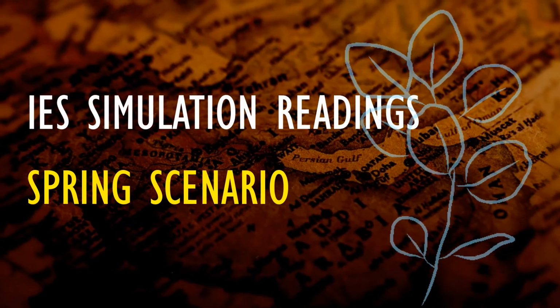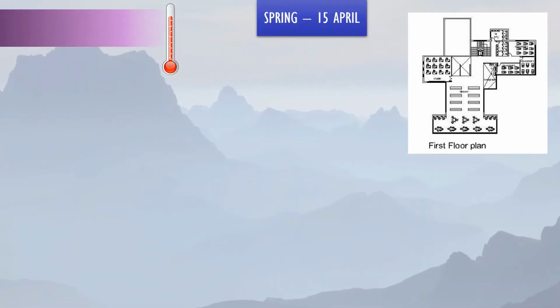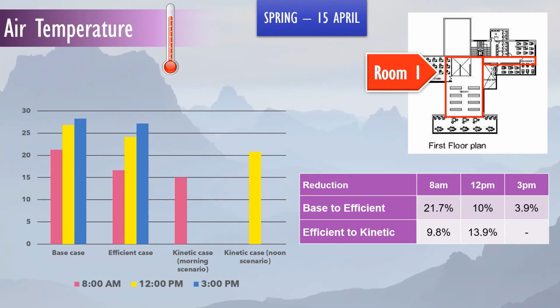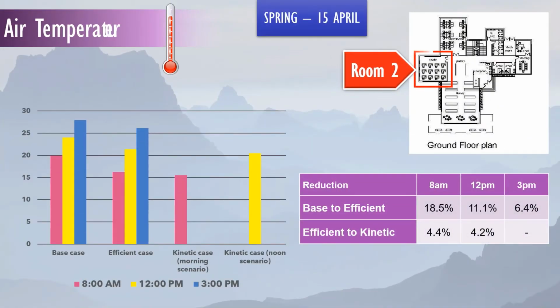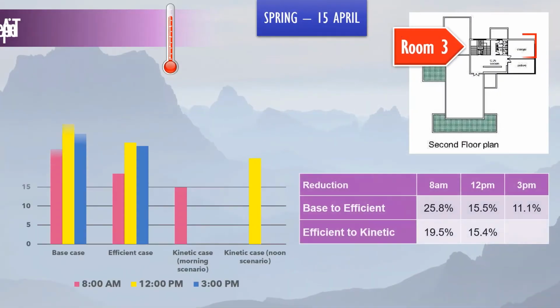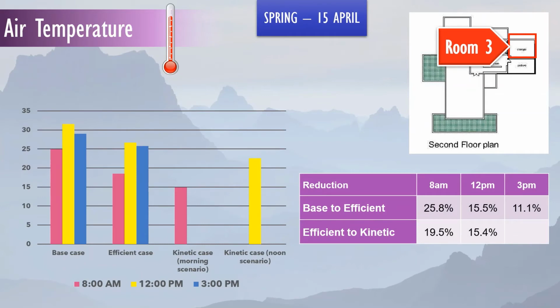Spring scenario. Air temperature for room 1 was reduced by 22 to 4% during the day for base to efficient and almost 4% to 10% reduction from efficient to kinetic case. Air temperature for room 2 was reduced by 90 to 6% during the day from base to efficient and by 4% reduction from efficient to kinetic case. Air temperature for room 3 was reduced by 26 to 11% during the day from base to efficient and by 20 to 50% reduction from efficient to kinetic case.